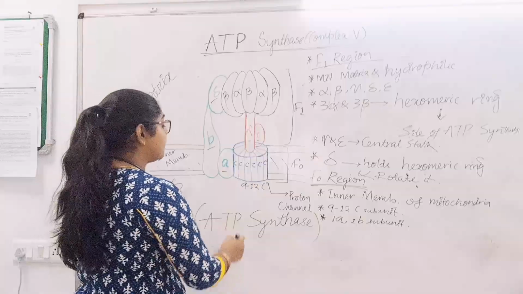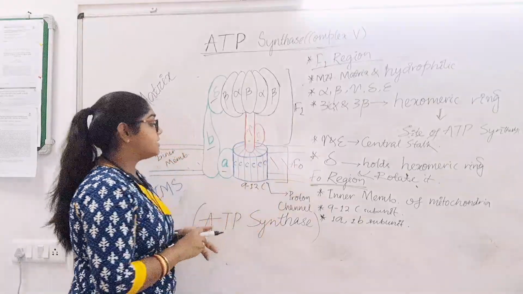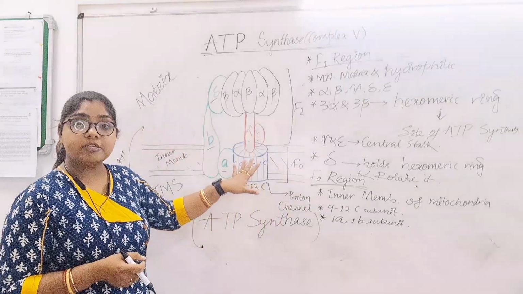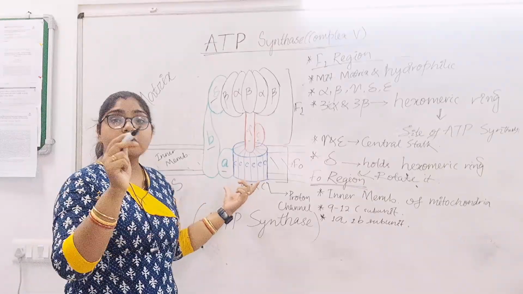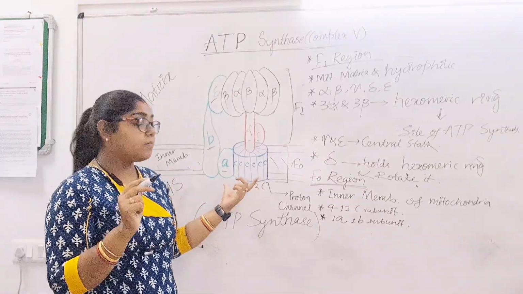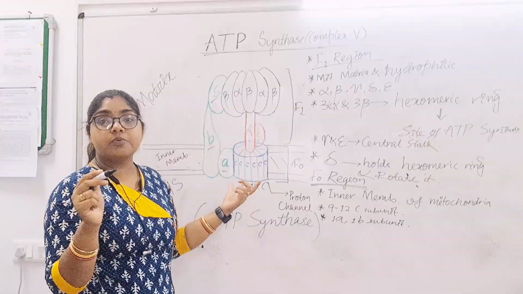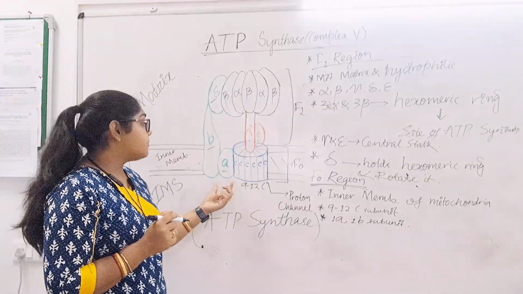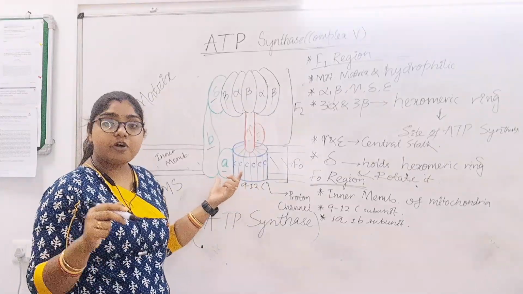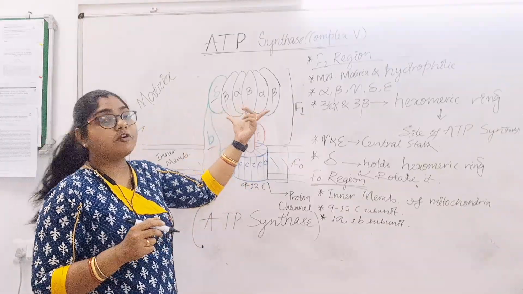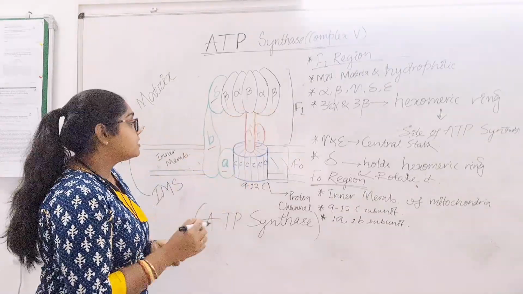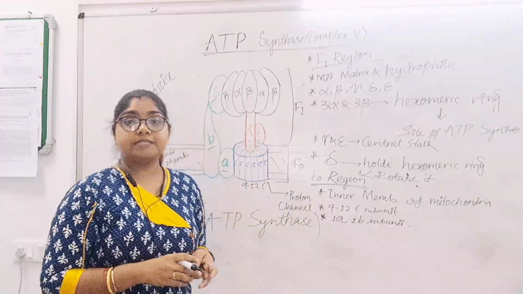Then in F0 region there are 9 to 12 C subunits present, which form a ring-like structure, and it acts as a proton channel or the proton pump, which allows the transportation of protons, and there is A subunit and B subunit, which form an arm-like structure that is connected to the delta subunit of F1. Okay, so this is the structure of ATP synthase.